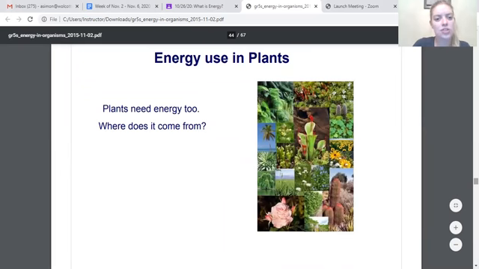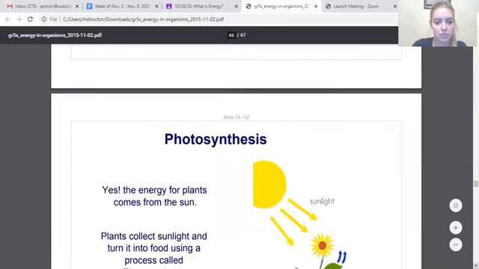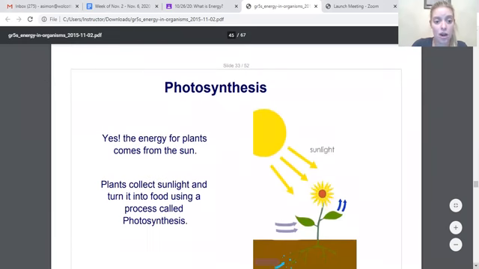All right, so first, energy used in plants. So plants need energy too. Just like we need energy, plants need energy because obviously they need to grow. But where does their energy come from? Where do you think their energy comes from? If you said the sun, you are correct.